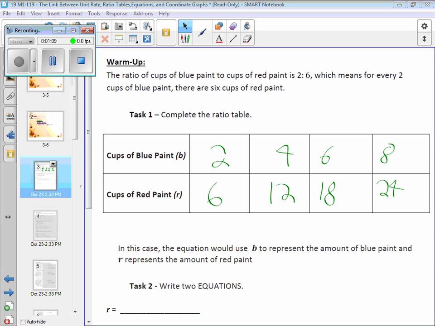Becca, how many think it's 2 to 6? Beck, is there a number that goes into both 2 and 6?